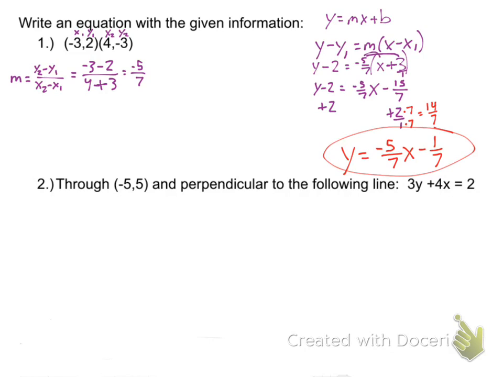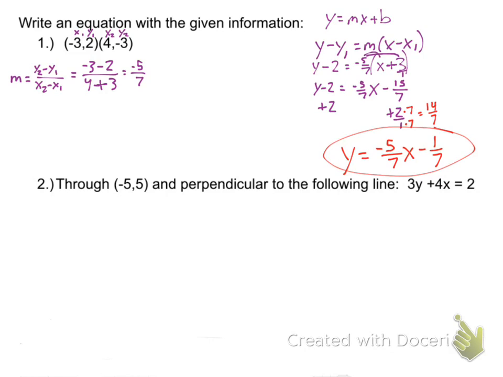You're going to pass through the point negative 5, 5. And you have to be perpendicular to this line. To be perpendicular to this line means you will not use the same slope, but you will use the opposite, reciprocal slope. So, what's the slope of this line? 4x? It is not 4x. Slope will never have a variable in it. 2? Or 4?